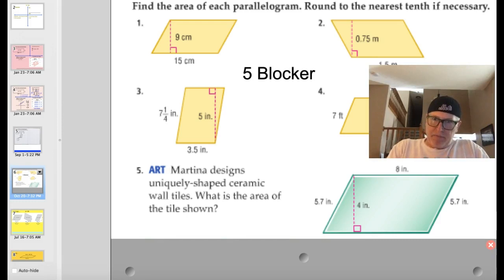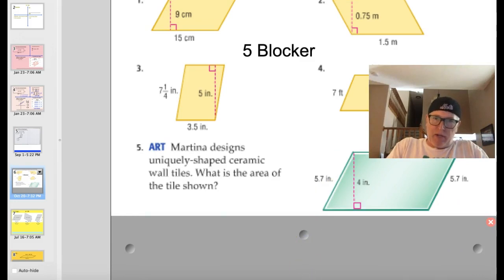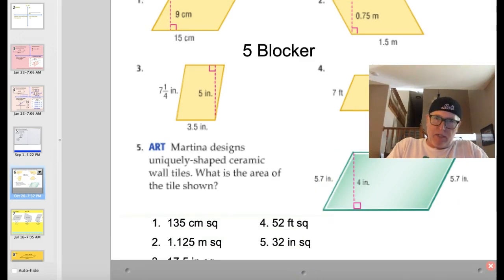Base of 8, height of 4. 8 times 4 is 32. All right, lovely. There are all the answers. You can just take a quick check in case you were writing them down or you fell behind.